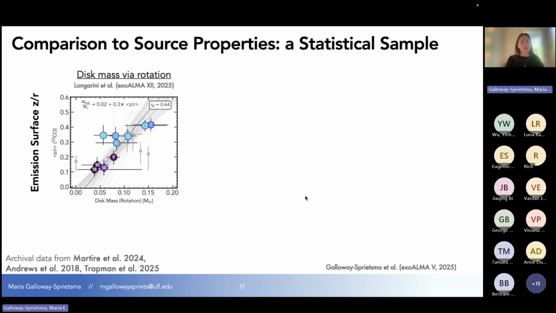We also explored the emission surface Z over R against disk mass. And here we find a pretty clear linear correlation. This is disk mass calculated via the rotation curve from Cristiano Longarini's paper, as well as some archival calculations.